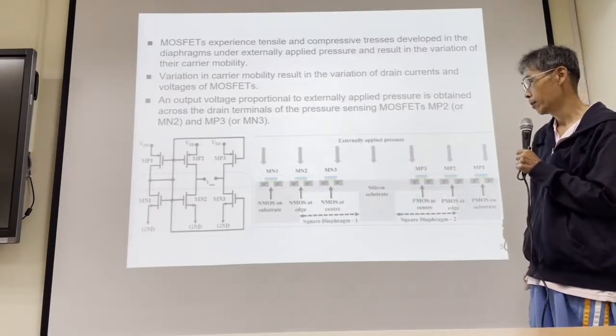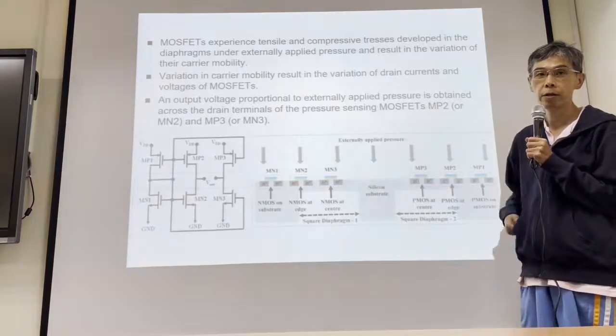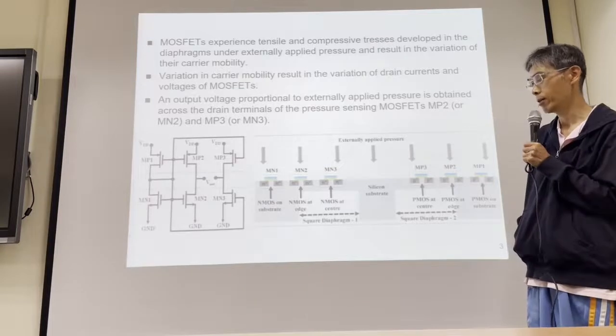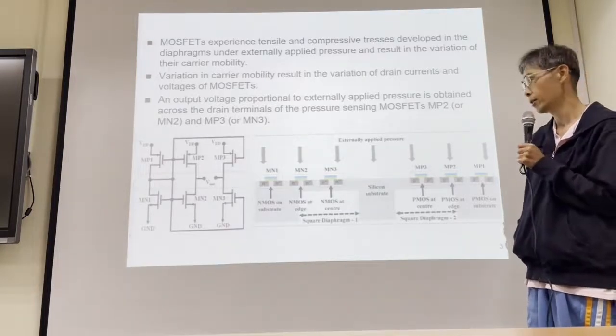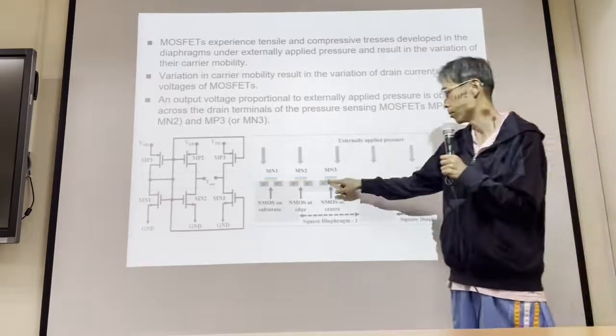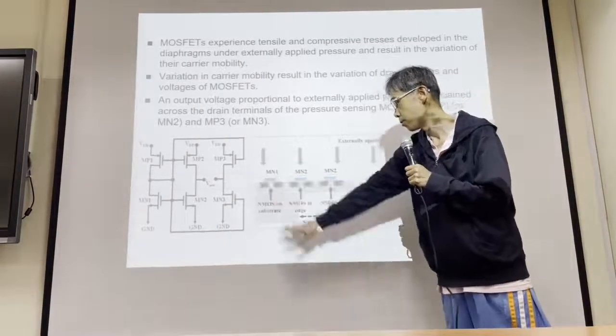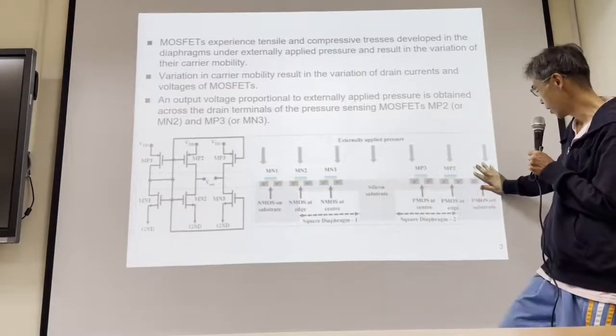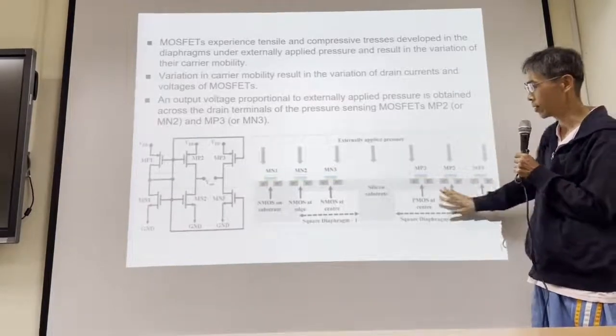Then we are going to use PMOS and NMOS as a pressure sensor in this case. PMOS and NMOS, and this one is reference. This one is reference because they are on the substrate, not on the diaphragm.